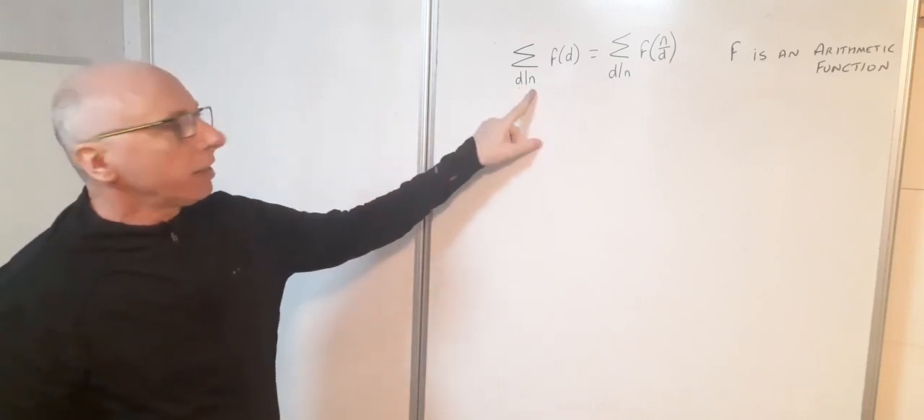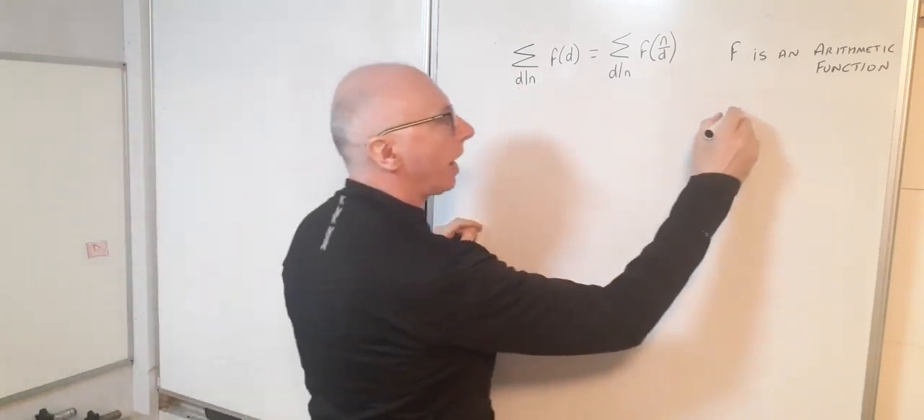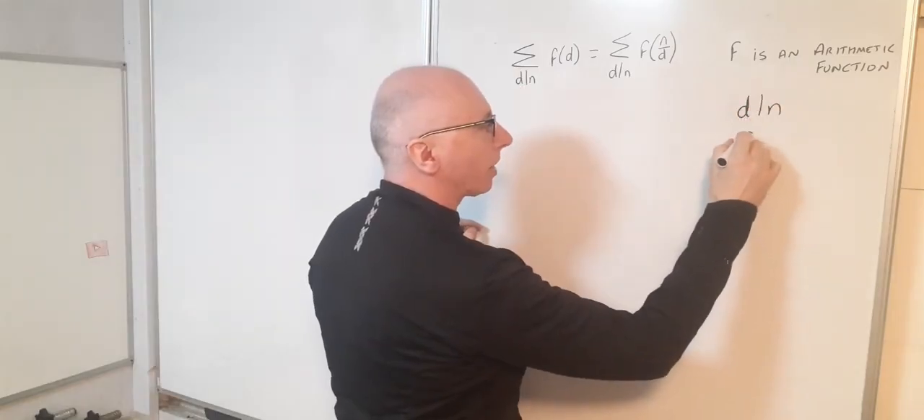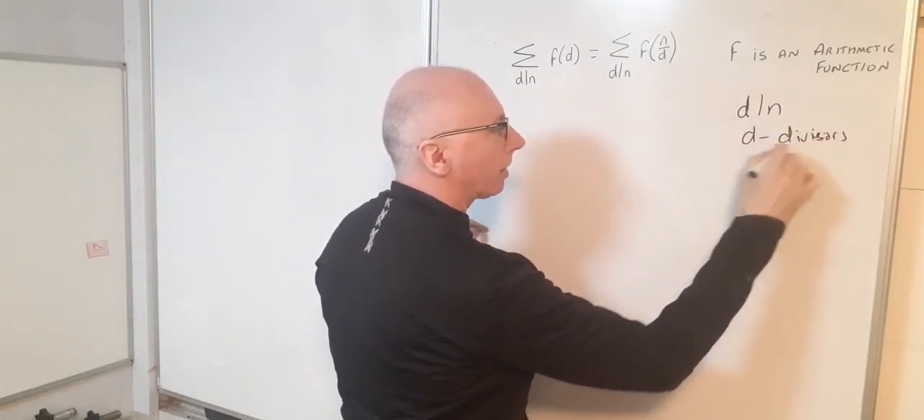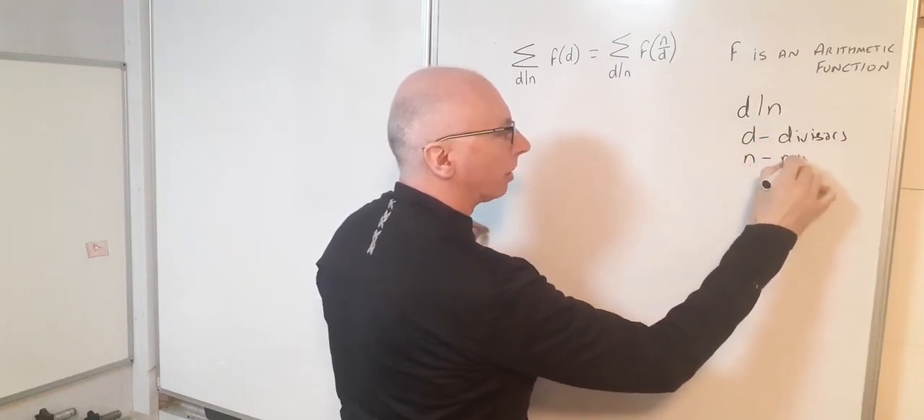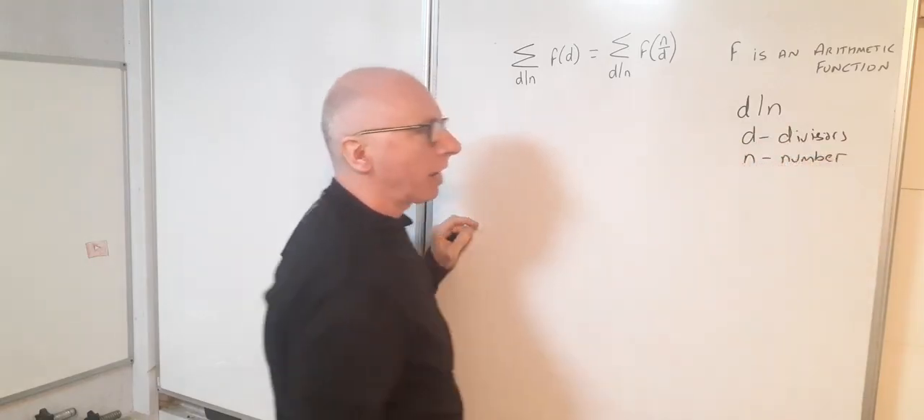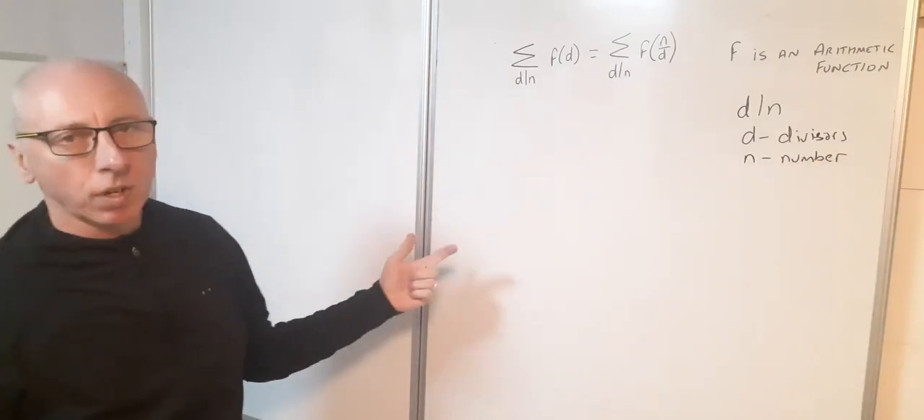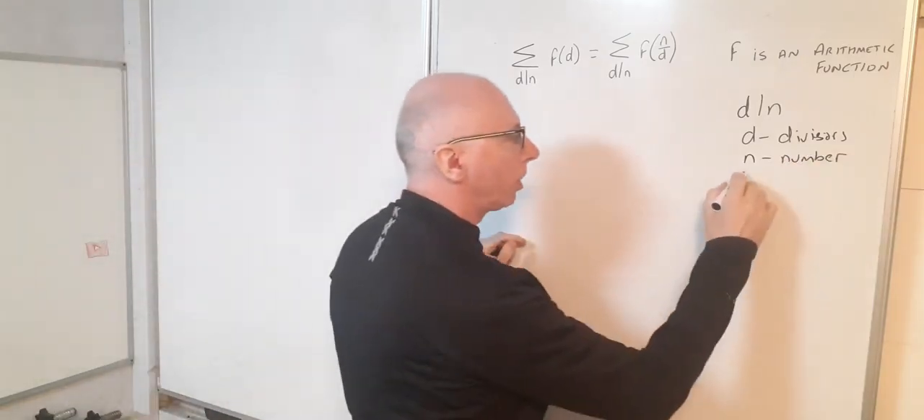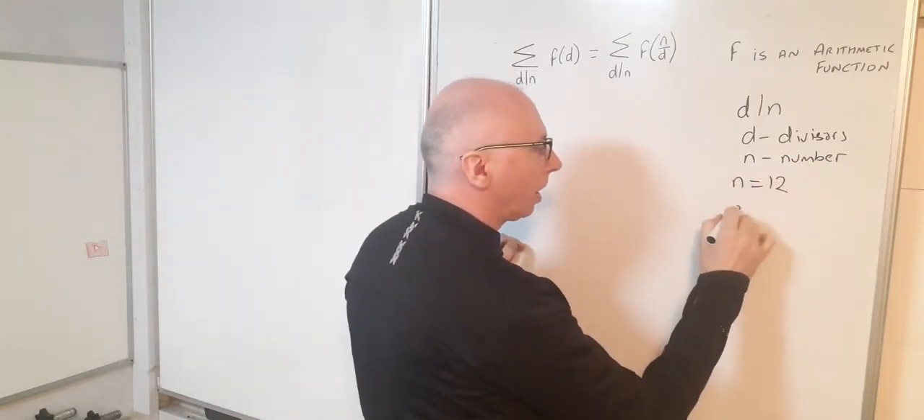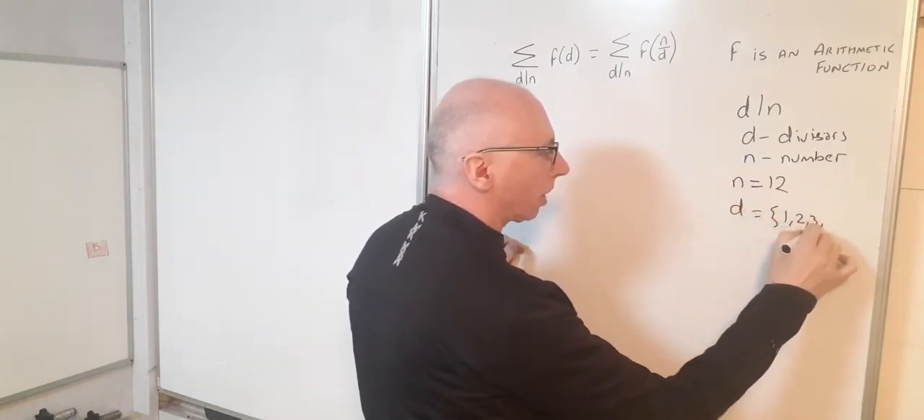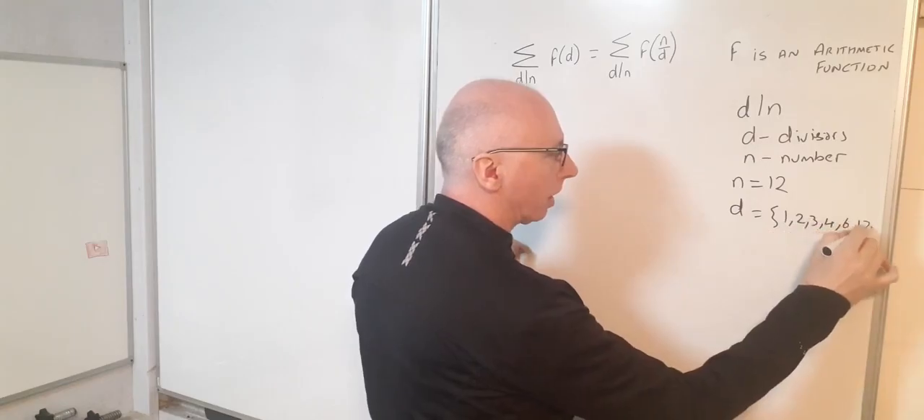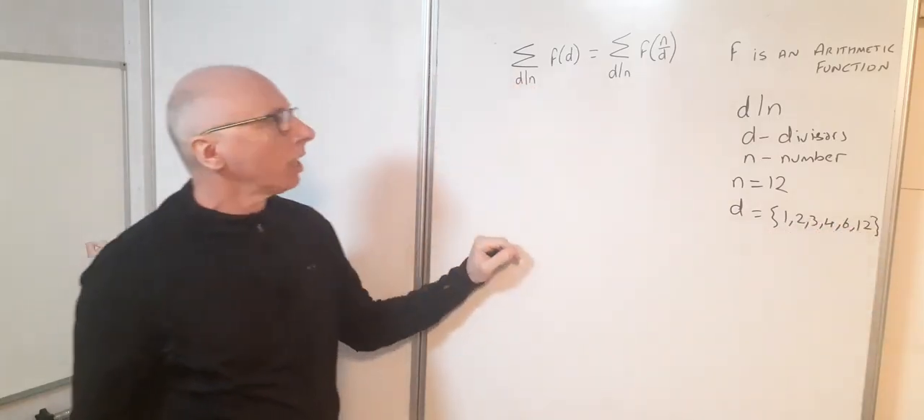So we've got this here, d divides n, that's divisors of n. So that's what that stands for. So d is divisors and n is the number. So that's what that stands for. Now, for example, if you take the number 12, so let n equal 12, our set of divisors will be 1, 2, 3, 4, 6, and 12.